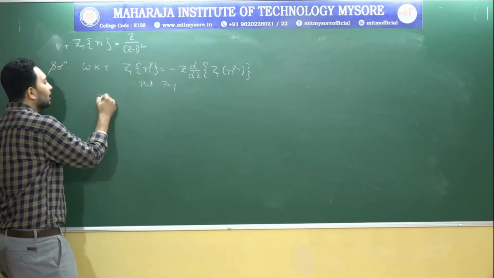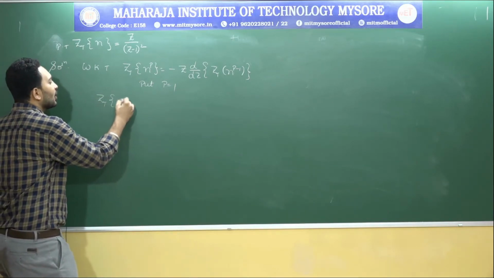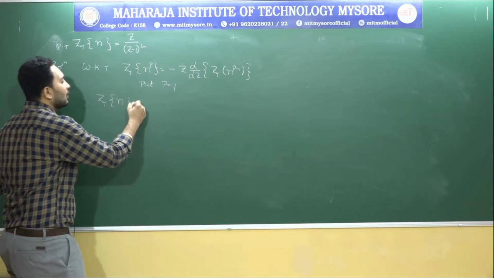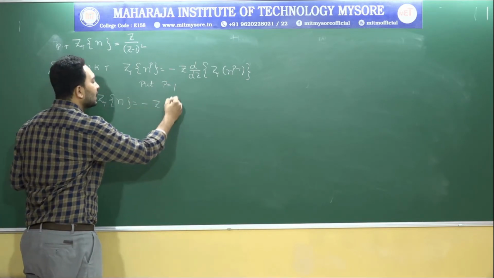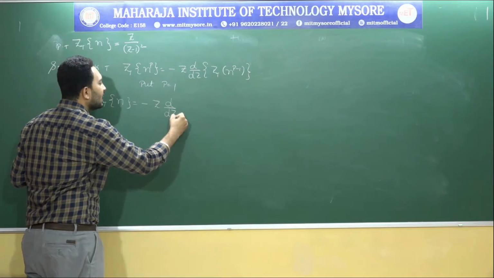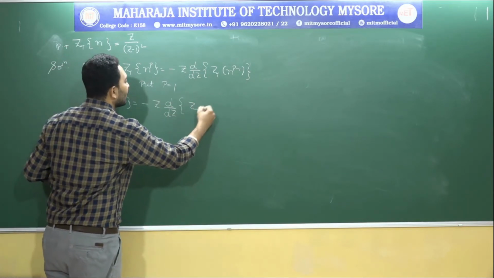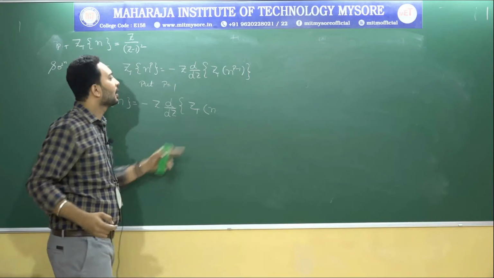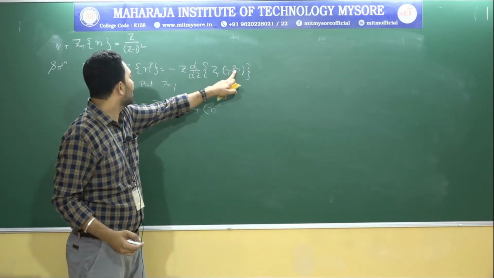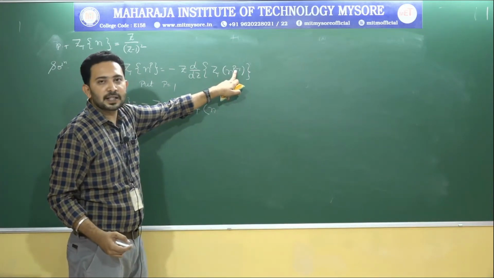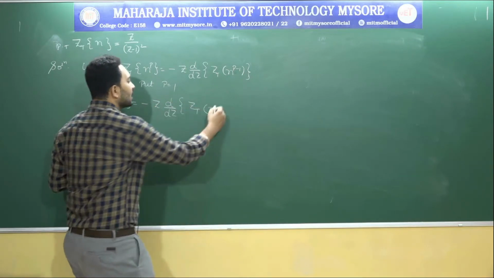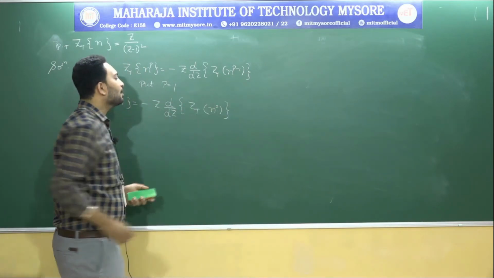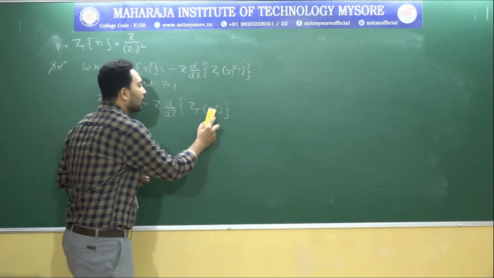So this becomes z transformation of n equals minus z into d by dz z transformation of n power p minus 1. So if I put p equals 1, 1 minus 1 is 0, n power 0. So n power 0 is nothing but 1.